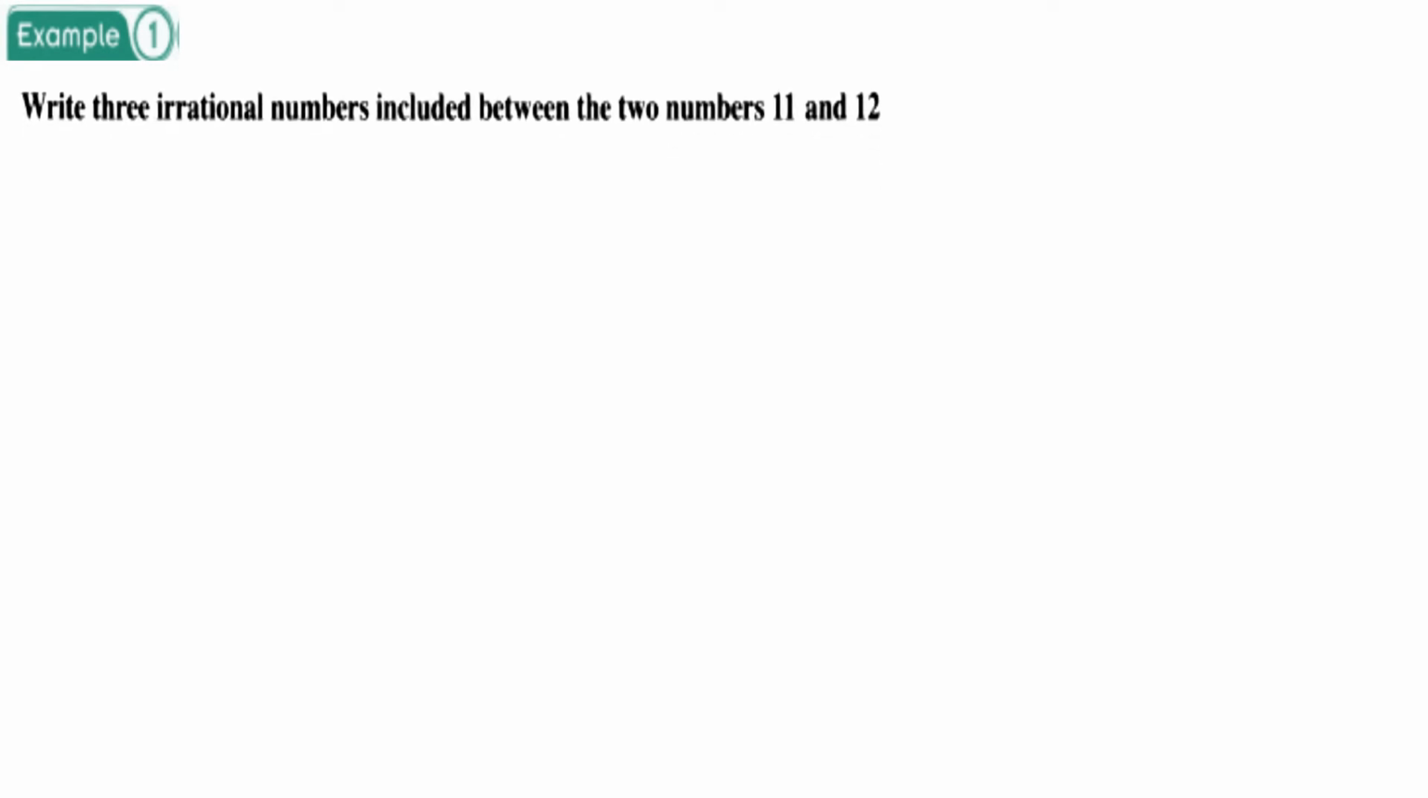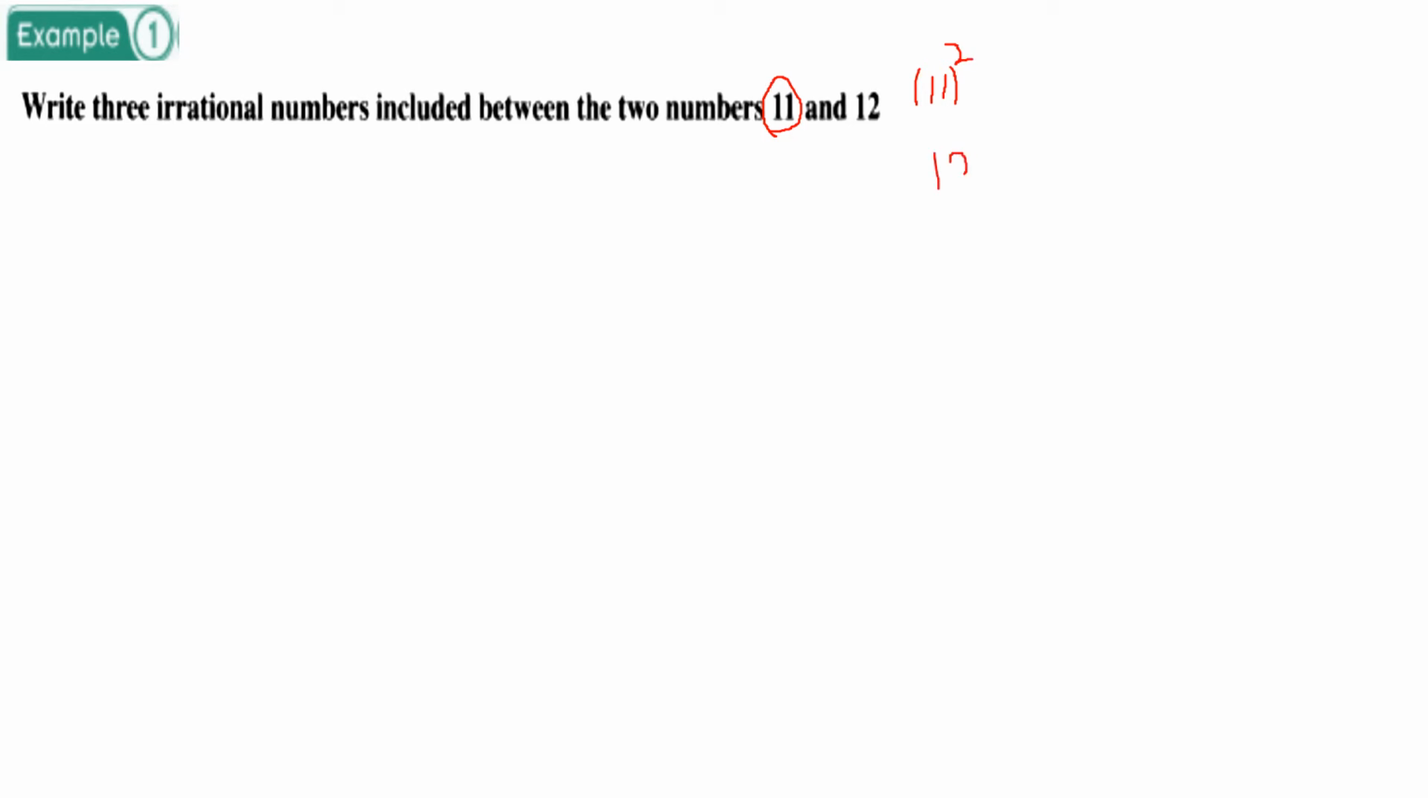Let's take an example. Example 1. Write 3 irrational numbers included between the two numbers 11 and 12. As we know, an irrational number is a number which is not a perfect square, not a perfect cube. So to get the irrational number, we will find 11 power 2 and 12 power 2.